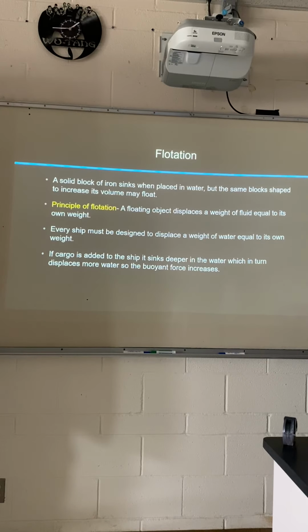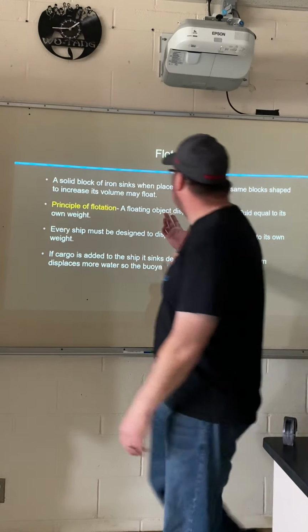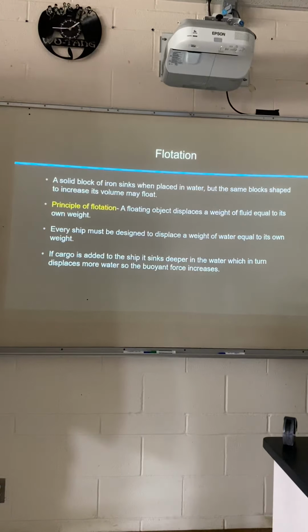Okay, principle of flotation. So a floating object displaces a weight of fluid equal to its own weight. So if you're thinking about shipping containers and large vessels, when these things are made, so let's say you take a block of steel and you make it into a ship, it's going to displace a weight of water equal to its own weight. If it displaces water equal to its own weight or more, it's going to float. If it's less, it's going to sink.